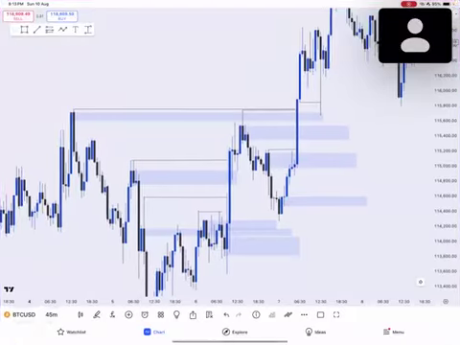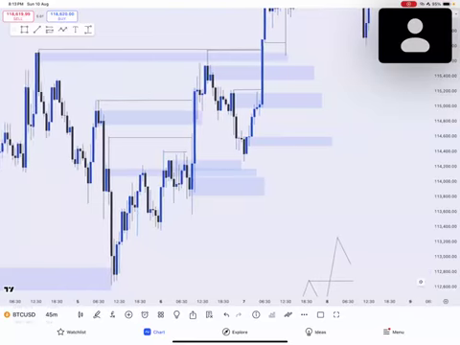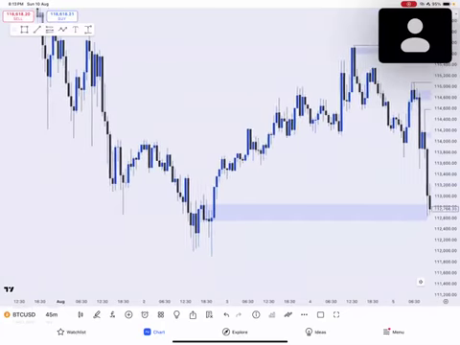So whenever you get your market structure shift, all you need to do is first pay attention to the zones that price took out. Those zones that price took out will tell you the possible points of interest that exist at that level.